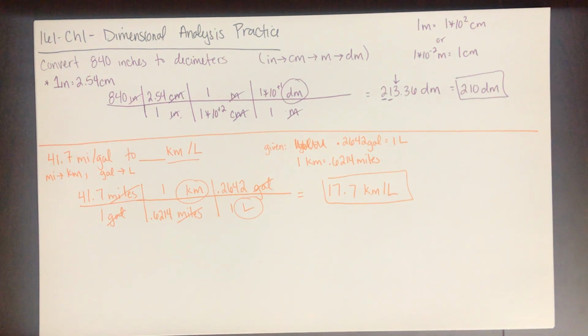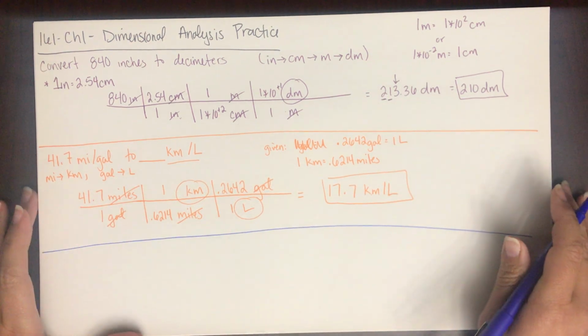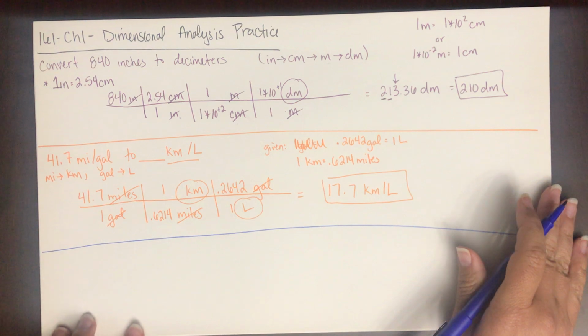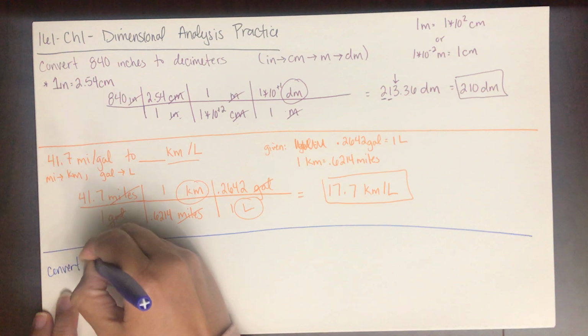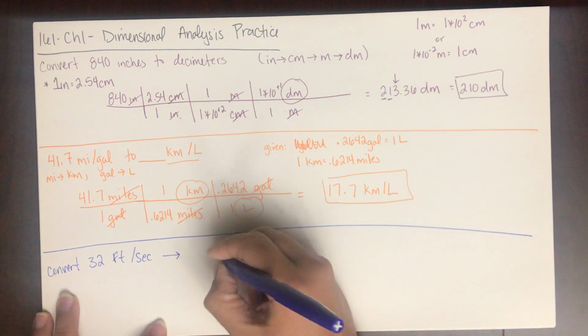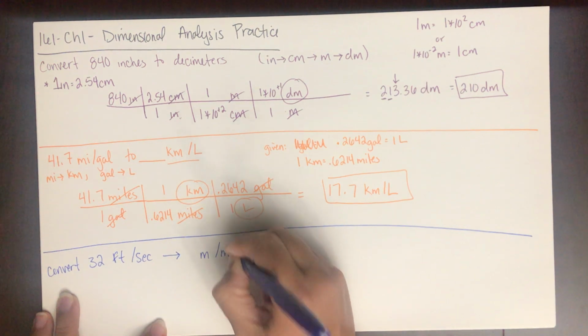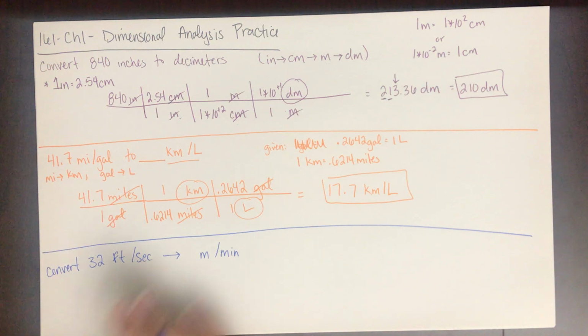Okay, let's look at one more. Let's say we are going to convert 32 feet per second to meters per minute. So I want you to convert 32 feet per second to meters per minute. Remember, meters is M, miles is MI. So maybe you should pause, see if you can set this up, and then see what you get.